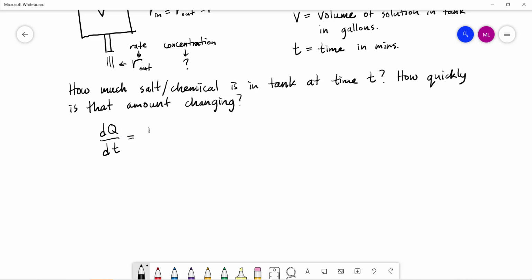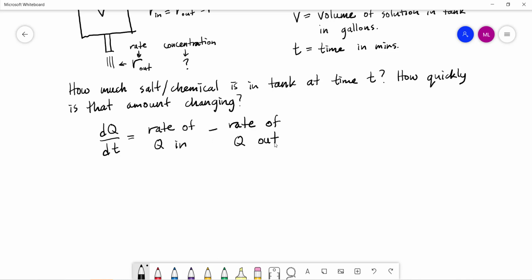It's going to be equal to the rate of Q that's coming into the tank minus the rate of Q leaving the tank. So it's the input rate minus the output rate. That's going to be our rate of change. The overall rate, we have some salt coming in, we have some salt coming out. The overall rate of change will be the difference between those two rates. Hopefully that makes some sense.